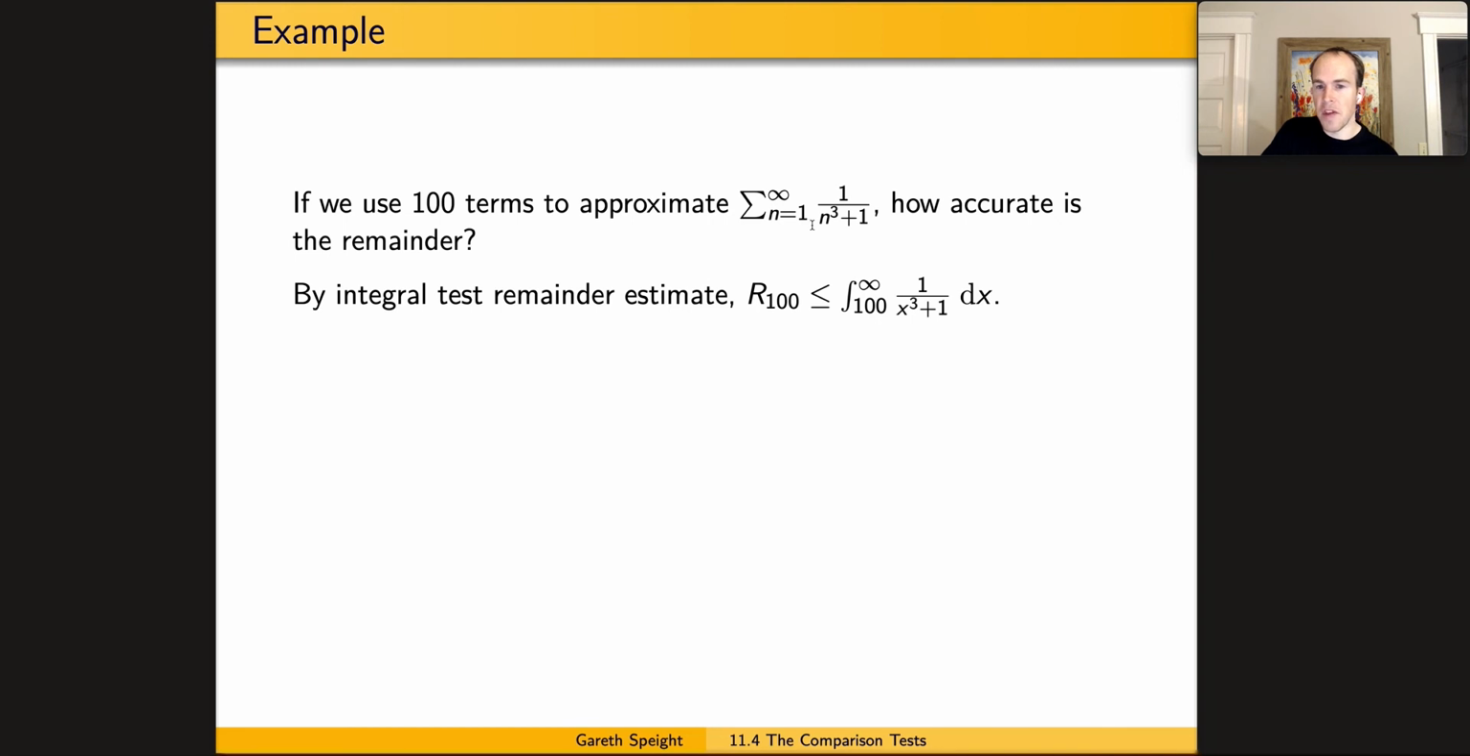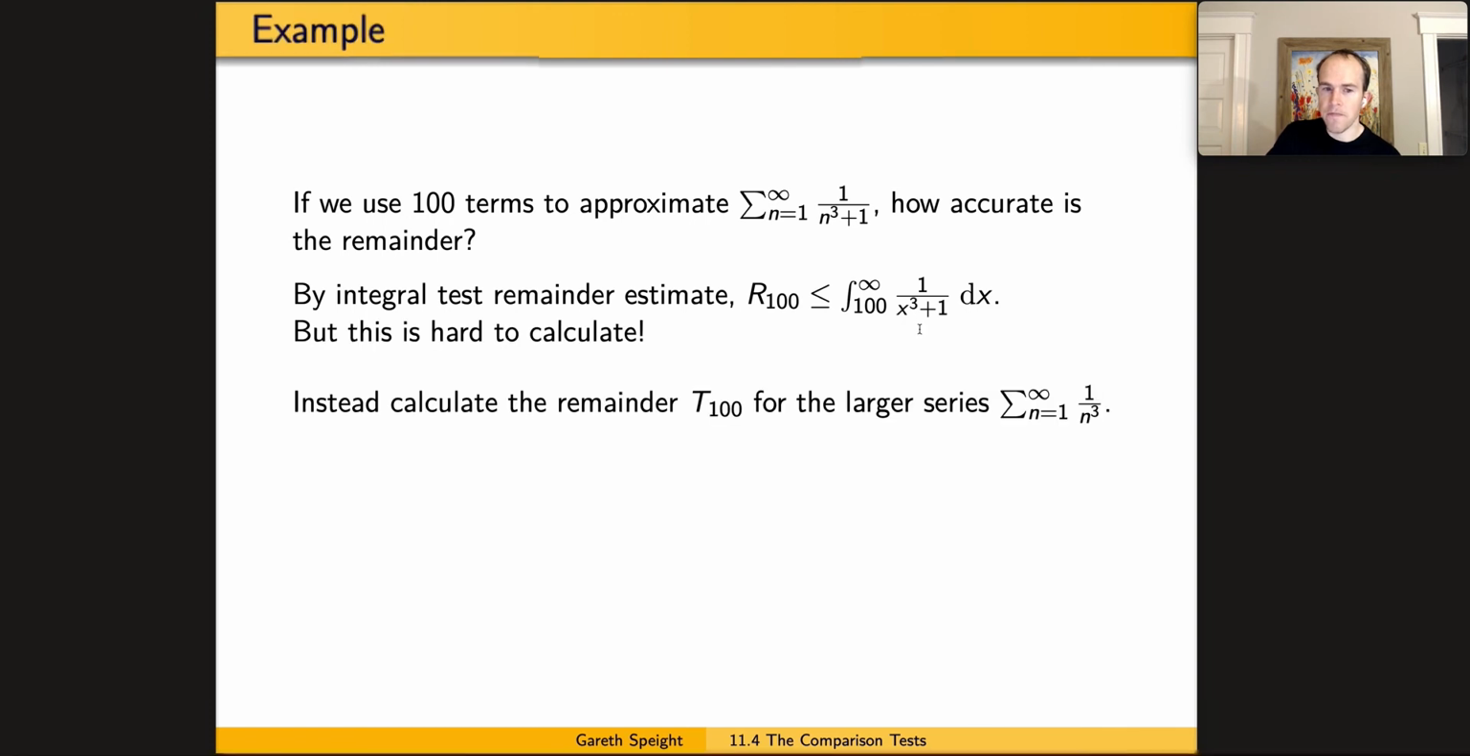So if we were to try to do that, we would have R100 is less than or equal to the integral from 100 to infinity of our function. So remember this inequality back from the last section. But this integral is very tough to calculate. The integral of 1/(x cubed plus 1), there isn't really a nice antiderivative. Maybe if you factorize and use partial fractions, you'll get there in the end, but this is very hard to integrate. But instead, we can compare our sum to something which is simpler.